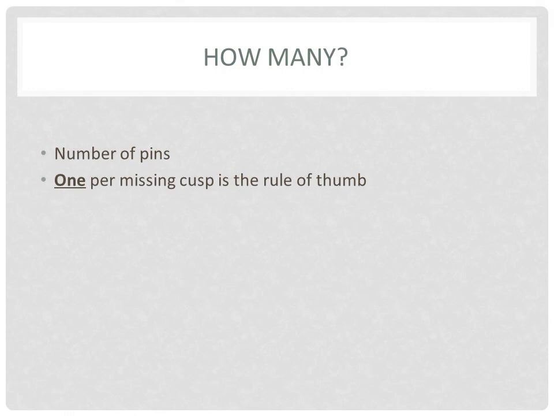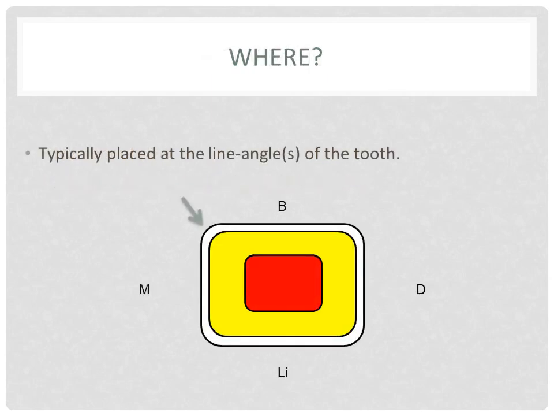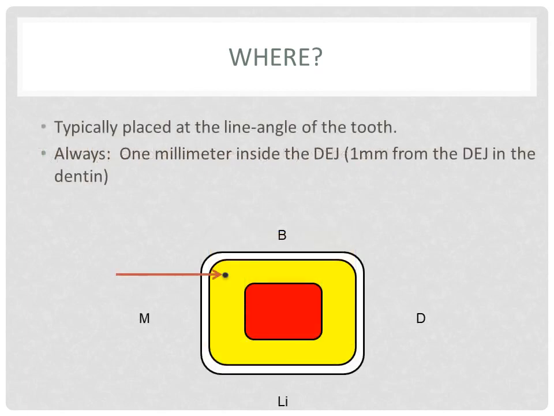How many pins would we need? One for each missing cusp is the general rule of thumb. Where should the pin be placed? The line angle of the tooth is usually the best location. 1 mm inside the DEJ is a safe place for a pin.